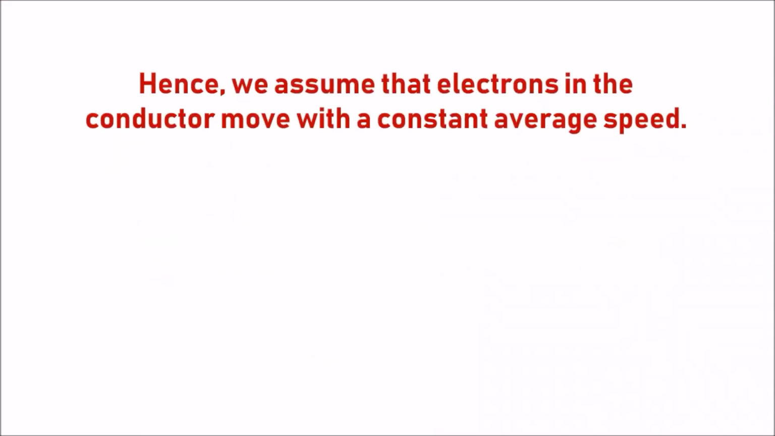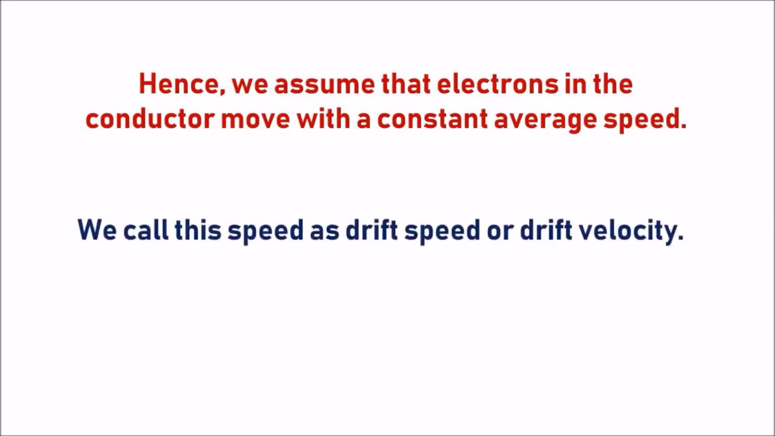Hence we assume that electrons in the conductor move with a constant average speed. So we need to calculate its average speed. We have to consider its speed as average speed because there will be motion, there will be collision, it comes to rest, again gains energy, again will be in motion. So we cannot calculate every time, so we'll consider it as average speed. This average speed is known as the drift speed or drift velocity of an electron.